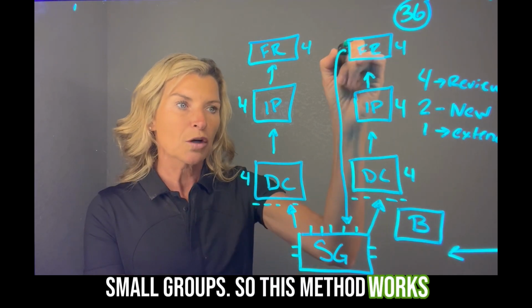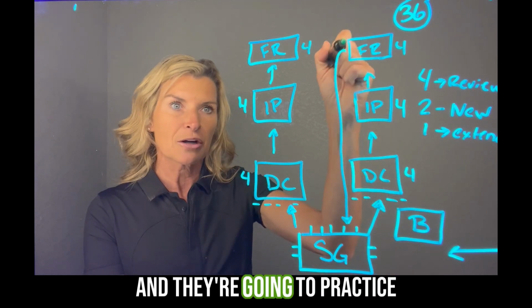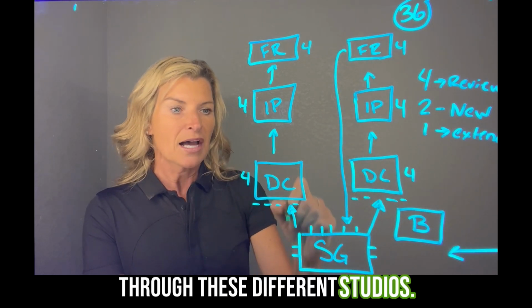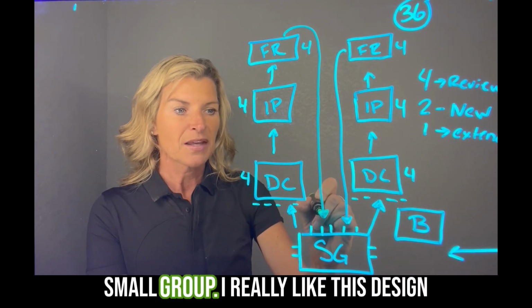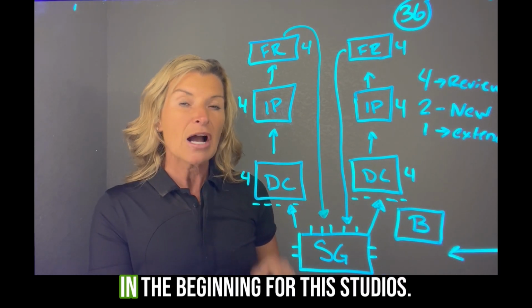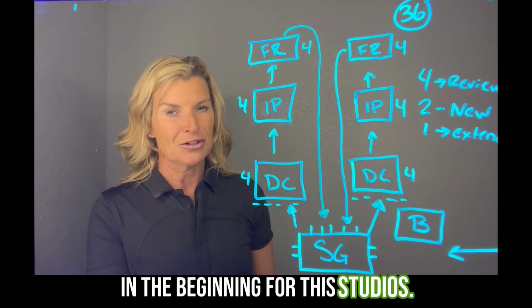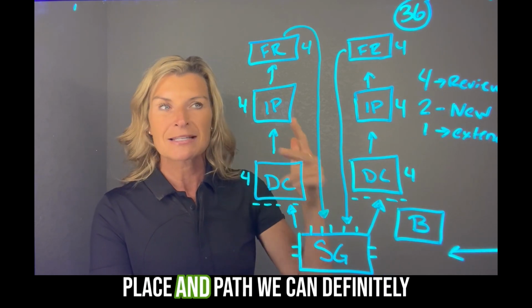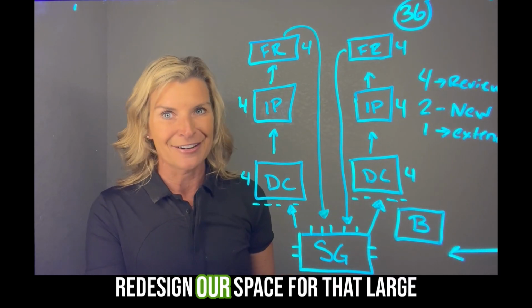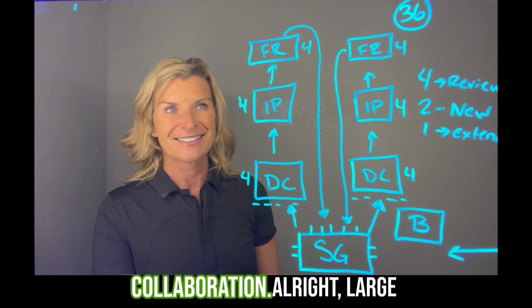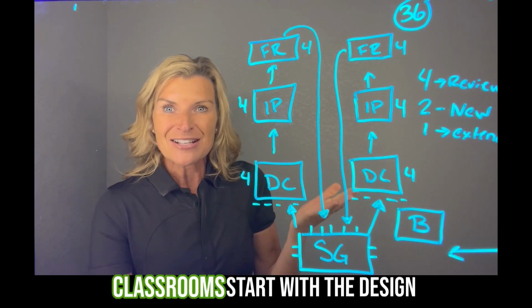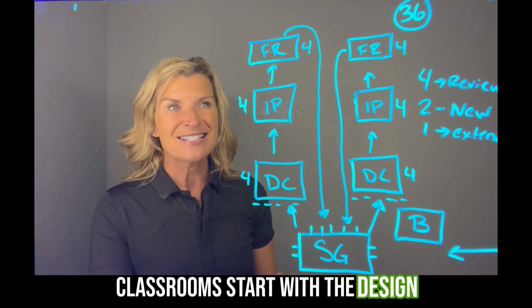So this method works where we're rotating with a timer and they're going to practice through these different studios. Again, this side is going to rotate up and then they'll drop down to the small group. I really like this design in the beginning for the studios. Once we move at their own pace, place, and path, we can definitely redesign our space for that larger group to allow for more collaboration. All right, large classrooms start with the design process.